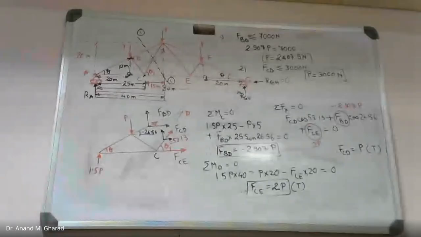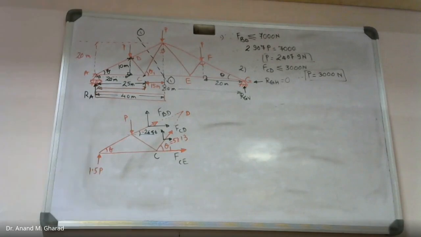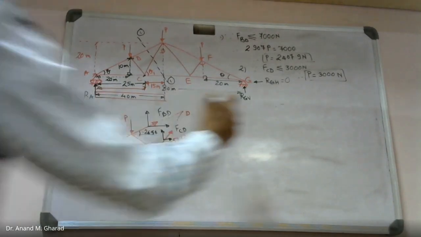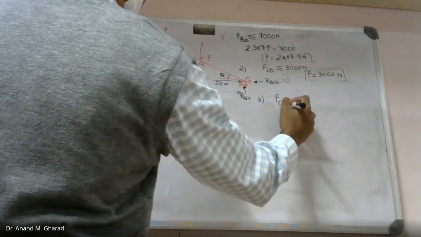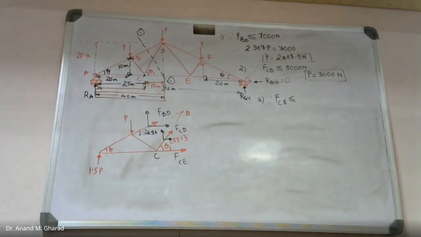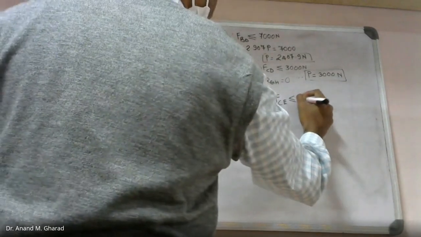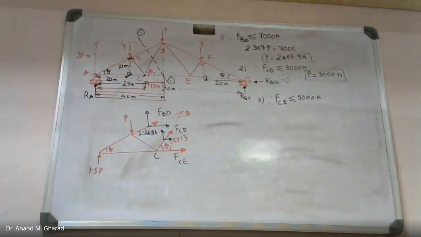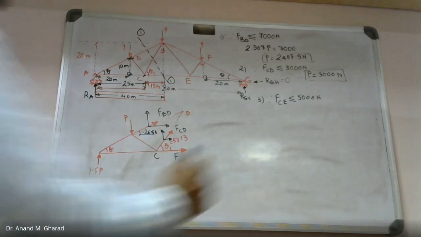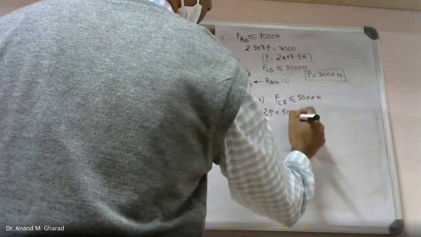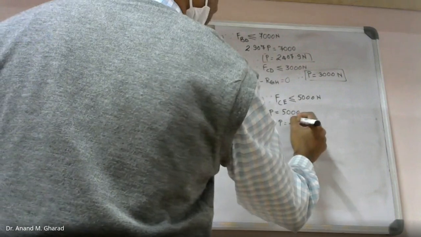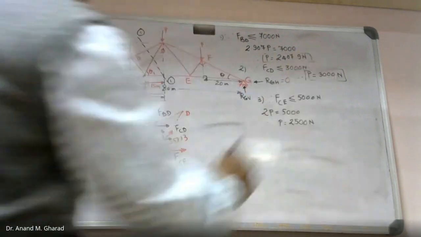Okay. And the third case, what is the third case? Force in member CE. Since force in member CE should not exceed 5000 Newton. Equate that. So what was the value of force in member CE? We have identified it as 2 times P equated to 5000. Therefore, P is 2500, since 5 divided by 2 is 2.5.